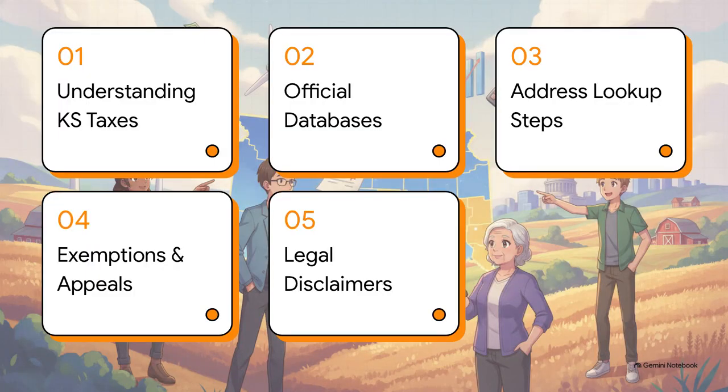So here is our quick roadmap for today. We're going over: 1. Understanding Kansas property taxes. 2. Official tools and databases. 3. Step-by-step address lookup. 4. Exemptions and tax appeals. And finally, 5. Warnings and legal disclaimers. Let's get into it.